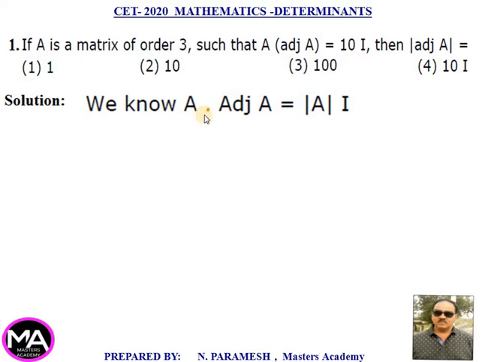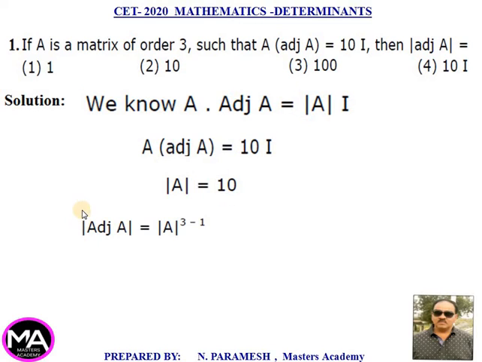Solution: we know that A into adjoint A is equal to determinant A into I. A into adjoint A is equal to 10I. Comparing, determinant A is equal to 10. We know that determinant adjoint A is equal to determinant A whole to the power n minus 1. Determinant adjoint A is equal to determinant A whole to the power 3 minus 1, that is equal to determinant A square, that is equal to 10 square, that is 100. That is there in option third one.